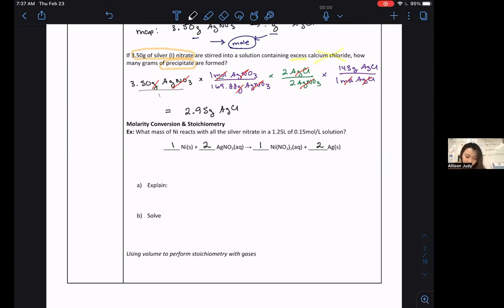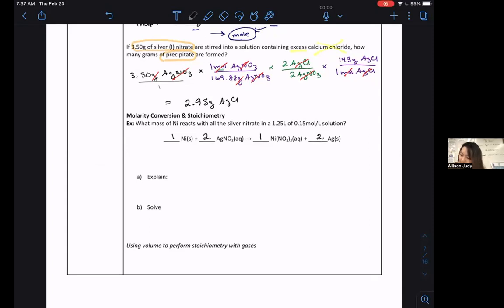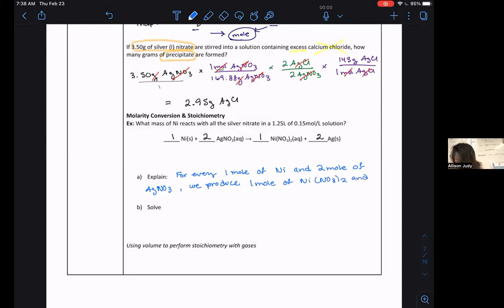Let's try to explain what this reveals to us. Via verbiage, for every 1 mole of nickel and 2 moles of silver nitrate, we produce 1 mole of nickel nitrate, and I should be specific, nickel 2 plus nitrate.